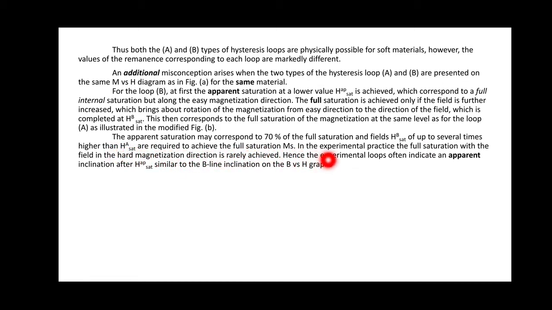In experimental practice, full saturation with the field in the hard magnetization direction is rarely achieved, because we have to apply an external field of a much higher value. Hence, in experiments, loops often indicate an apparent inclination after apparent saturation, similar to the B line inclination on the B-H curve.